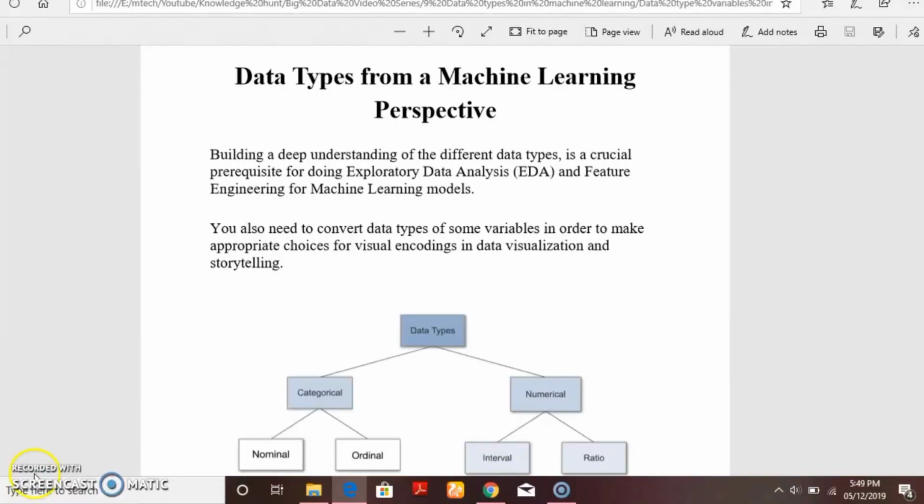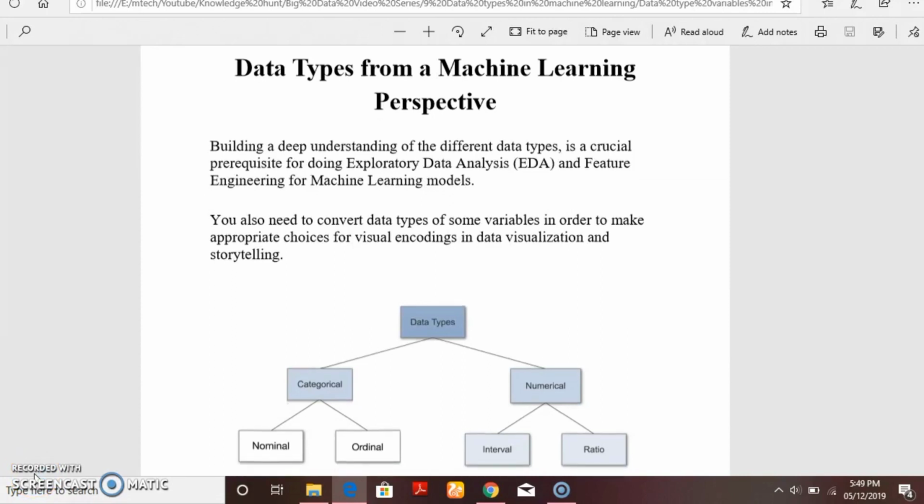Hello guys, so in the series of the big data lectures, today we will be seeing the data types that we need when we are applying a machine learning algorithm, or what are the data types from a machine learning perspective. Sorry, in between I was unable to post the video due to some personal issues. So let us start with the data types.